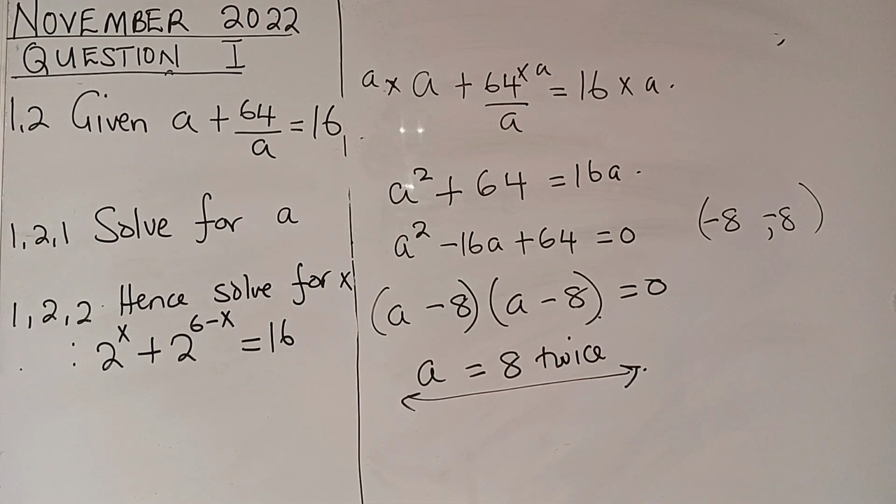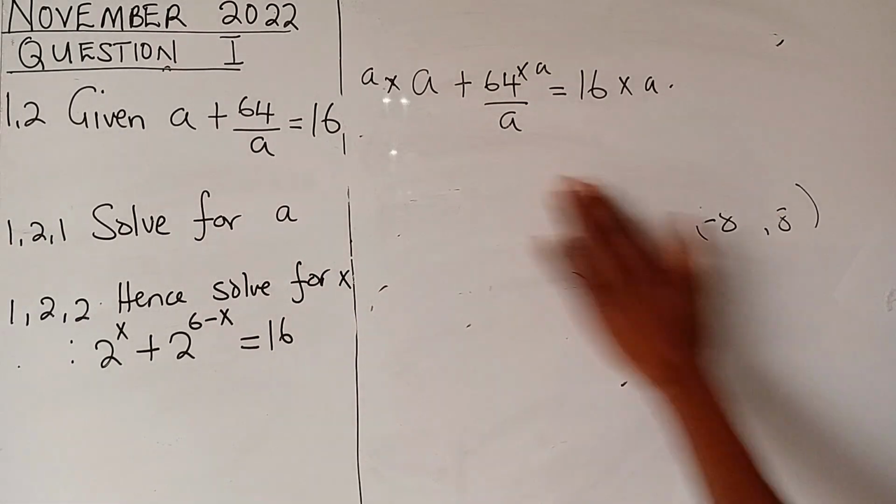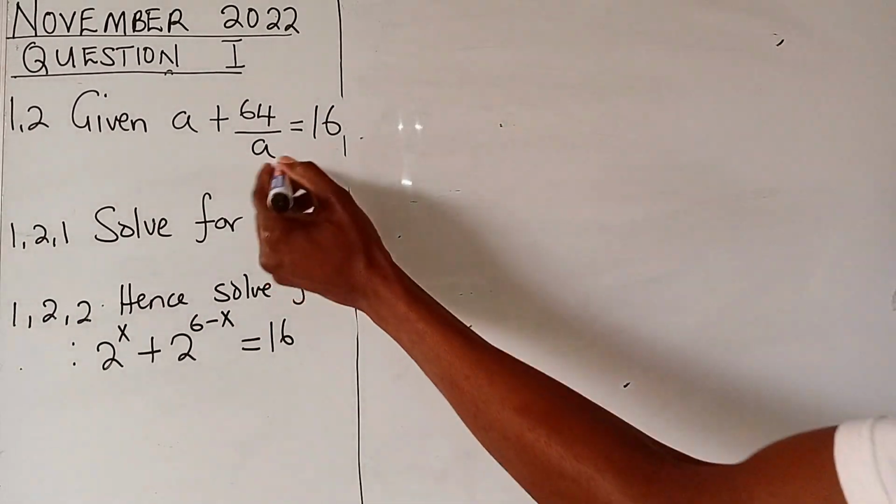Then we move on to question 1.2.2. It's a continuation of question 1.2.1. Now they're saying hence solve for x, such that 2 to the power x plus 2 to the power 6 minus x is equal to 16. We found the value of a is 8 here. Let me show you that these two expressions are the same.